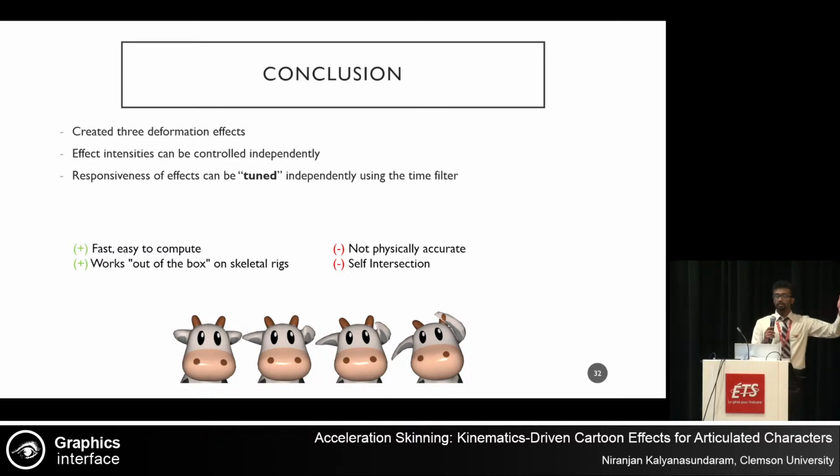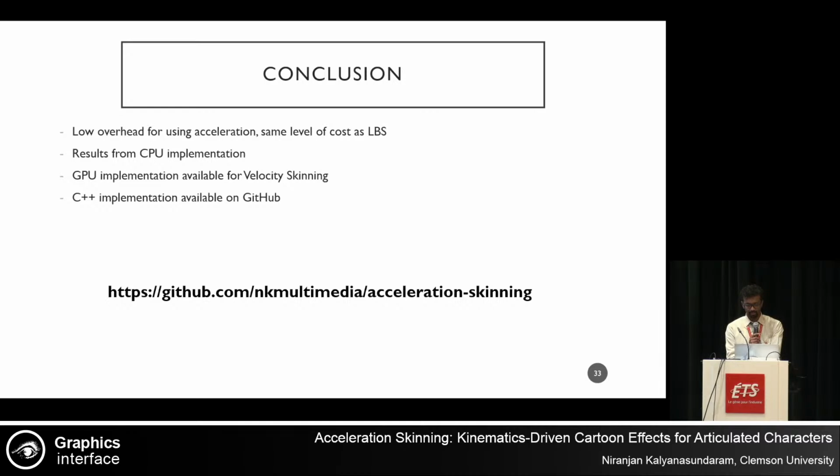Limitations? Well, it's not physically accurate. You can see from the diagram that we have no approach for handling self-intersections between meshes. In terms of performance, there's really low overhead for using acceleration or velocity. It's basically a negligible increase. So it's the same level of cost that you have with linear blend skinning.